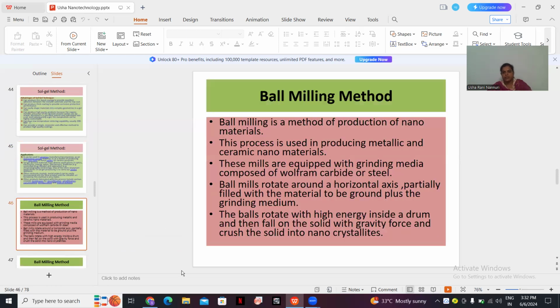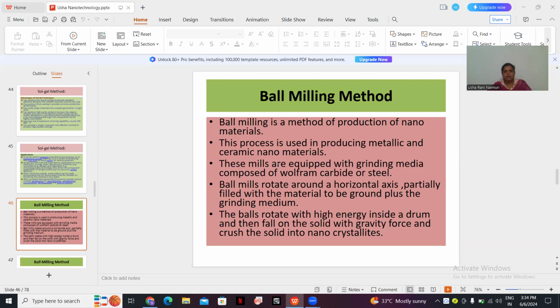Next method is the ball milling method. Here, high energy ball milling is a bottom-up approach technique, and the ball milling method is used for the production of nanomaterials. This process is used in producing metallic and ceramic nanomaterials.